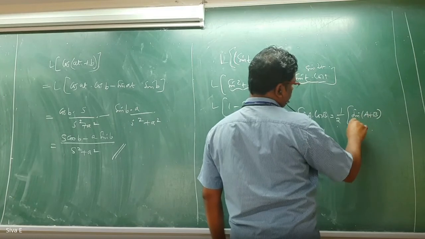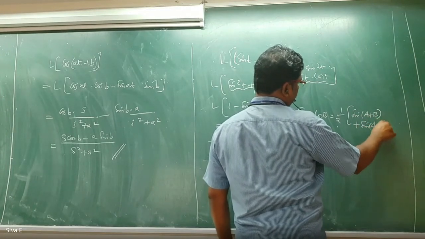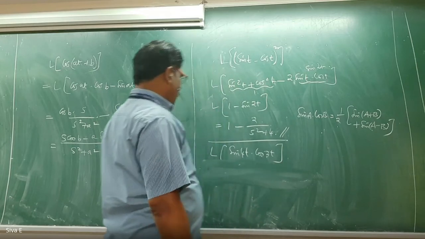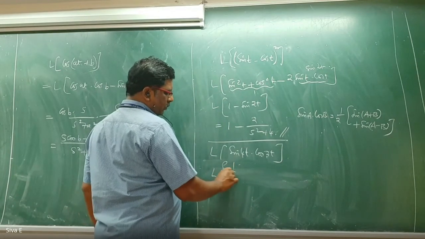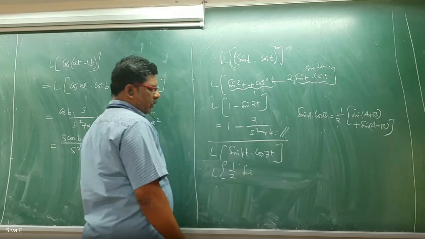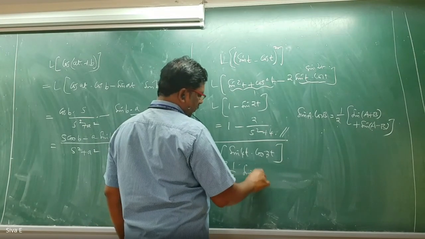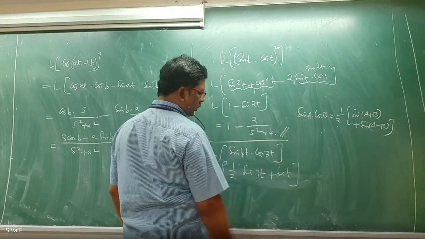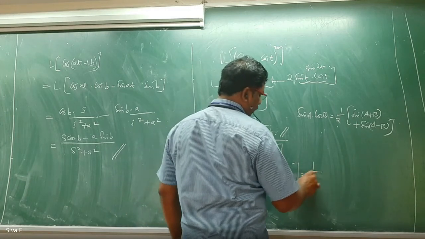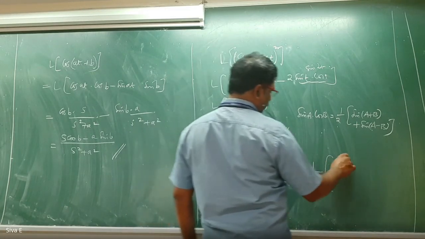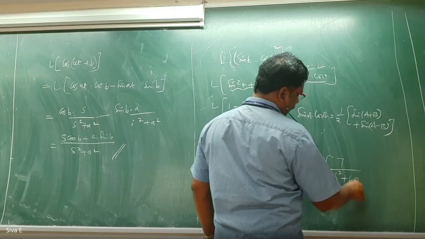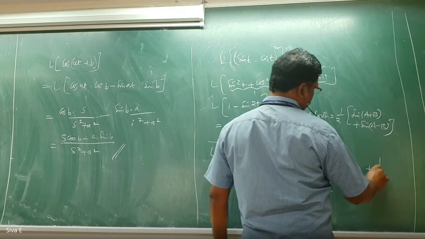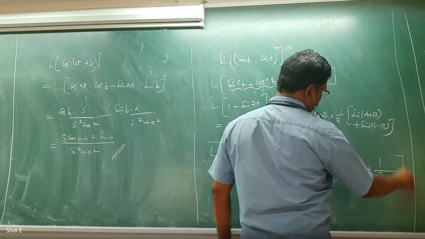Sin a cos b is 1 by 2 of sin(a plus b) plus sin(a minus b). That is Laplace transform of 1 by 2 of sin 7t plus sin t. So 1 by 2 into 7 by s square plus 49 plus 1 by s square plus 1.